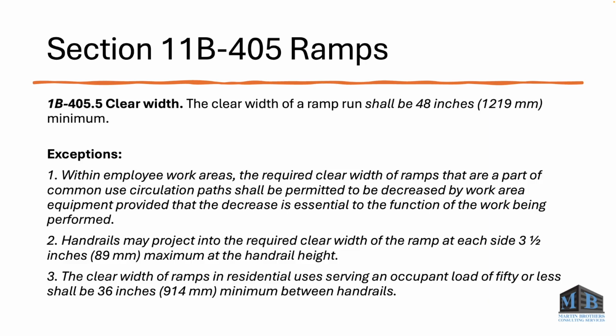Okay, here's exception 2 that I was talking about. Handrails may project into the required clear width of the ramp at each side, 3.5 inches maximum at the handrail height. So those are the only things that can project into the ramp width. Exception 3. The clear width of ramps in residential uses serving an occupant load of 50 or less shall be 36 inches minimum between handrails. Because this is a low occupant load and it's residential, there's not a lot of people coming in and out of here typically. California is allowing a narrower ramp.